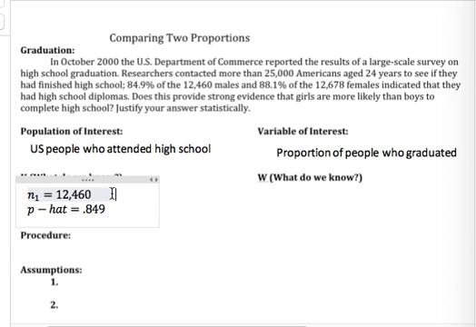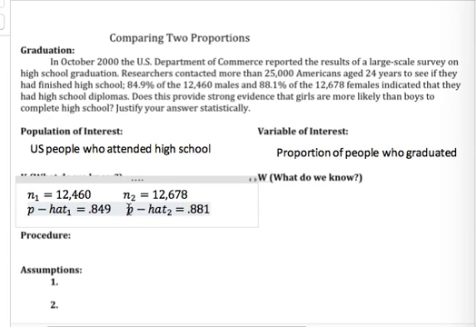Now we also know about the women. We know that there were 1,678. Do you need to have the same number of samples to do comparisons? Do they even need to be this close, by the way? The answer is no. These are both fairly good size samples, though, fairly similar. And P hat, this I should have subscripted as well, shouldn't I? Shouldn't I have called it like P hat sub 1? And now this should be like P hat sub 2. Okay, so that's going to be what? 0.881? Okay.